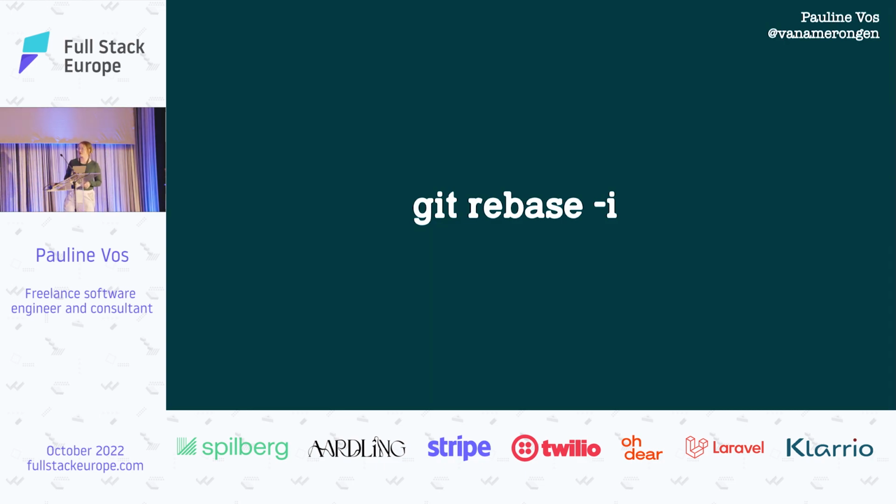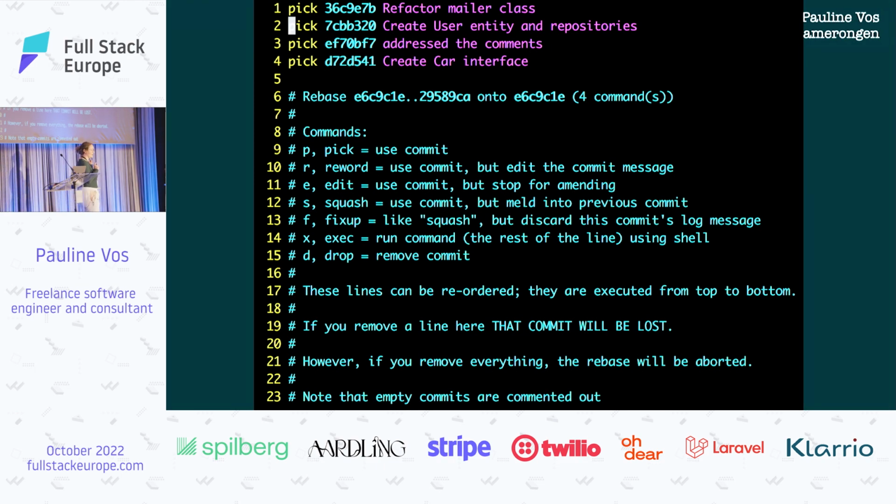So interactive rebasing is a bit like regular rebasing, except the interactive flag gives you a bit more control. If you enter an interactive rebase, it's going to show up with a little swap file like this. And if you rebase onto a branch, it will show the commits that it's going to replay at the top.